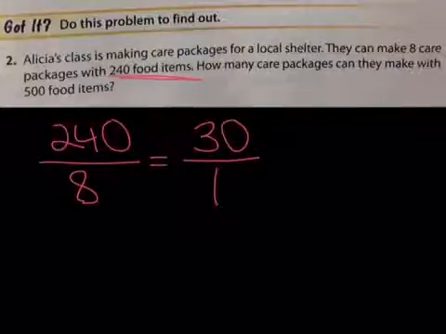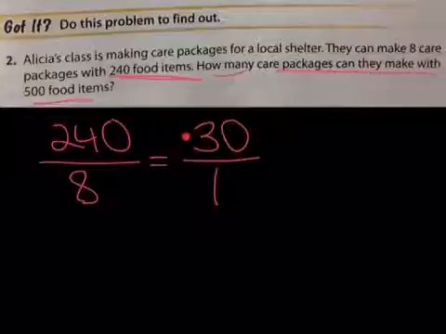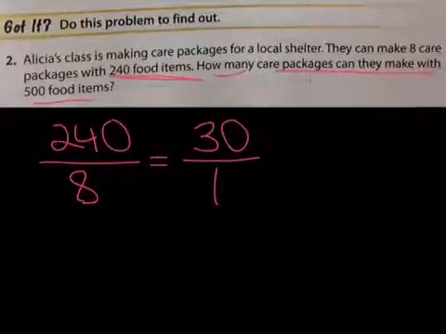That's a great care package. So how many care packages can they make with 500 food items? Well, what do I have to multiply 30 by to get 500? The closest I can get with 30, I would have to multiply 3 times 18, I believe. No, I did that wrong. 3 times 16 would be 48, but then I would need 2/3 of this. So it would be 16 and 2/3. But that's the way to do it mentally.